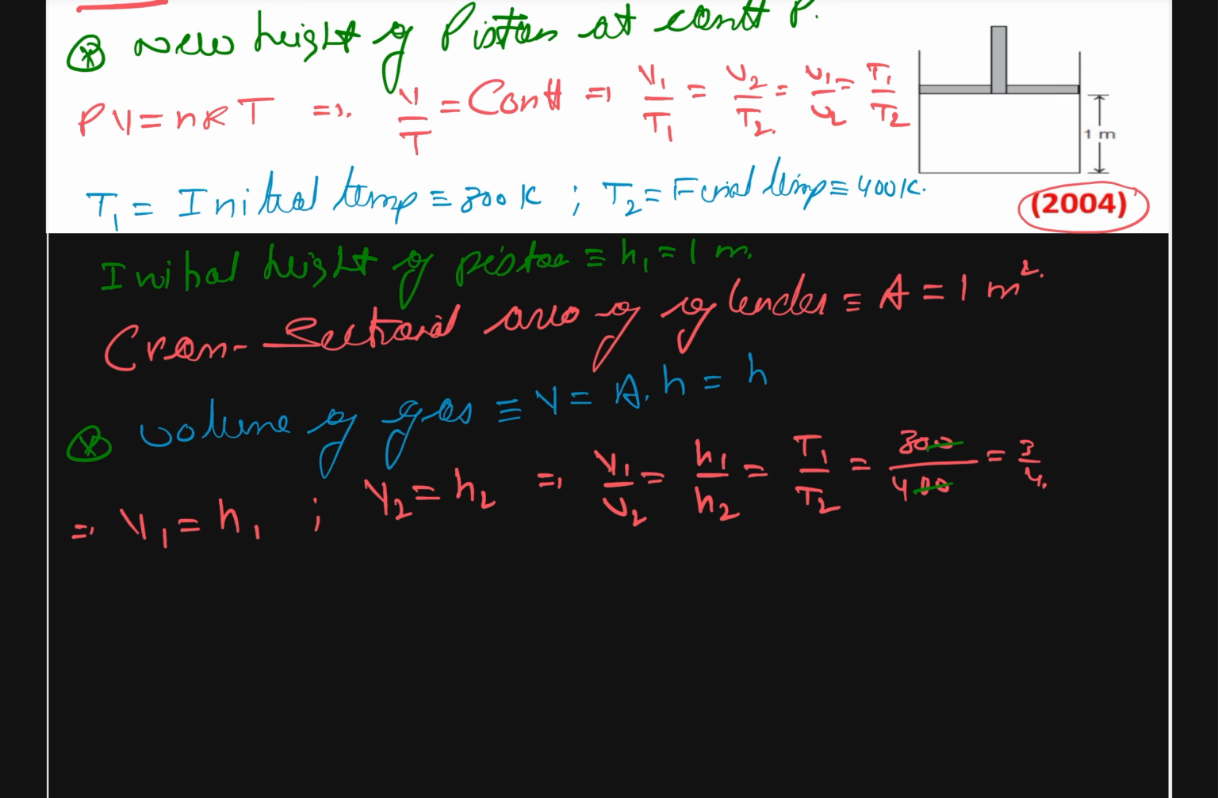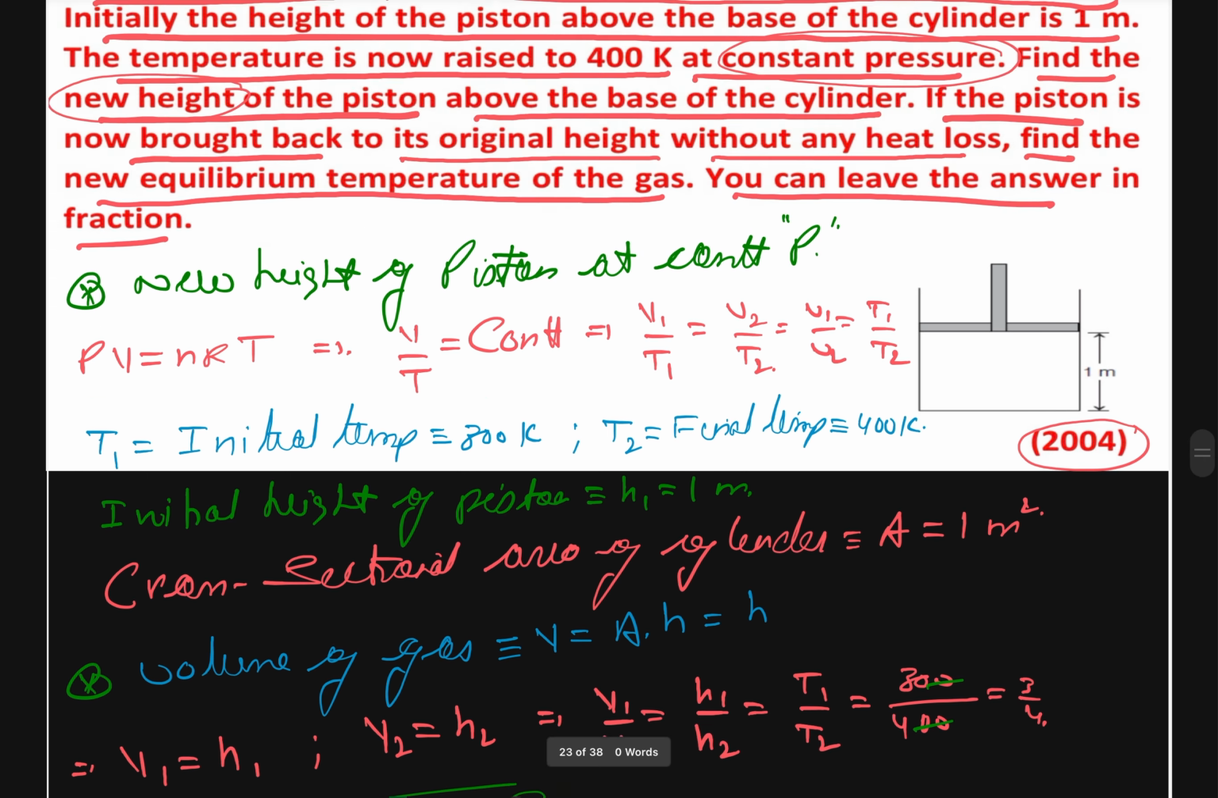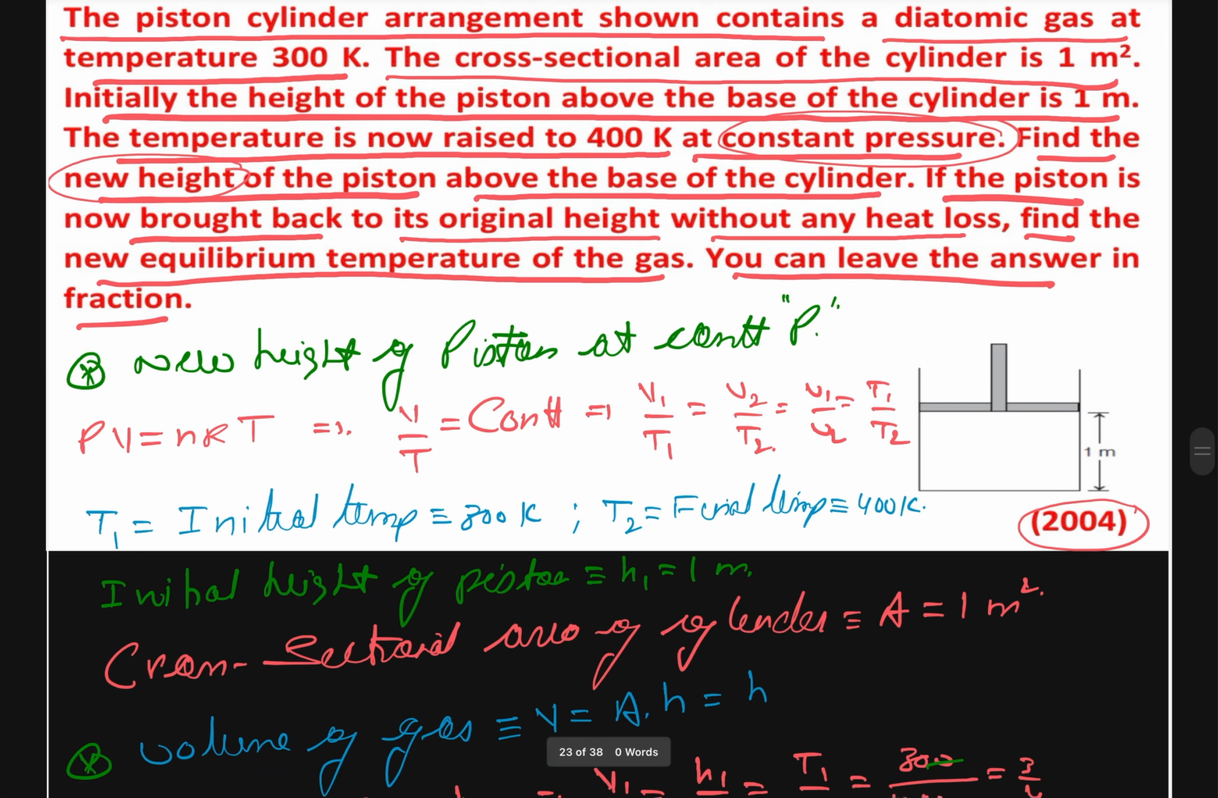We need to find out our H2. Therefore, we can write that H2 will be equal to 4 by 3 times H1. H1 is given as 1, so we get H2 is equal to 4 by 3 meters. So this was our first part.